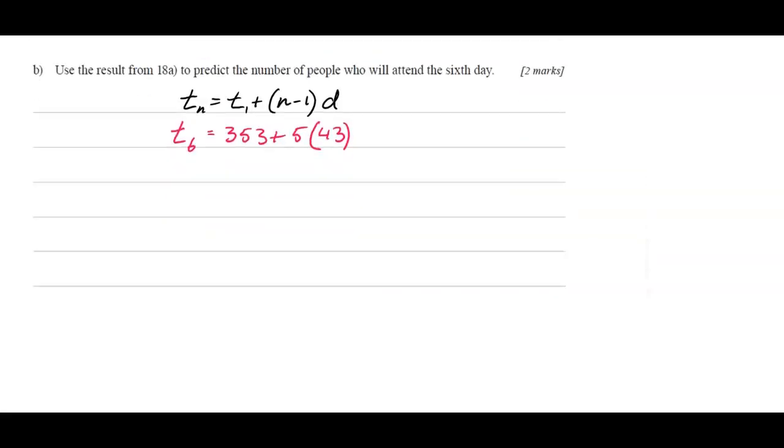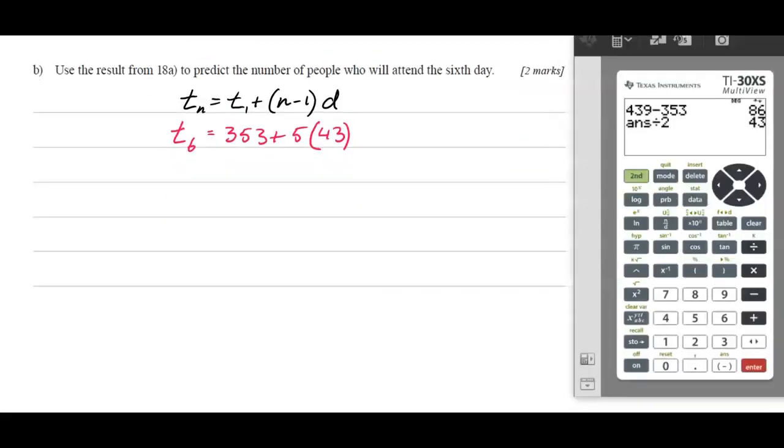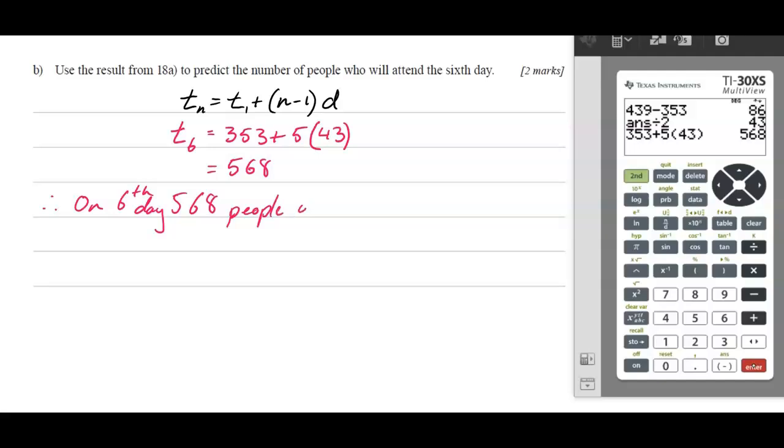And we're going to put this into our calculator and see what we get. So 353 plus 5 times 43, which gives us 568. So therefore, on the 6th day, 568 people will attend.